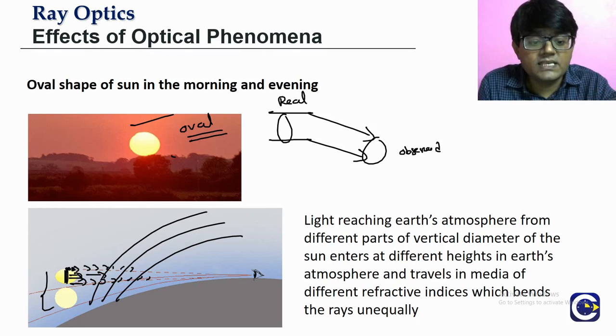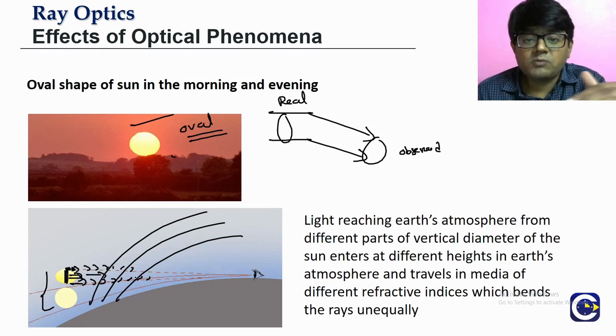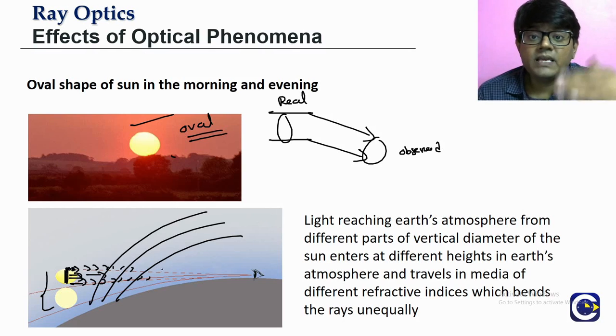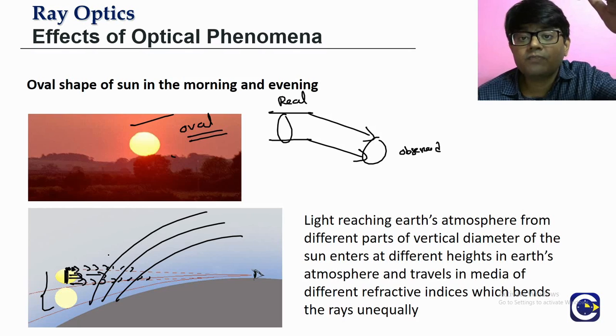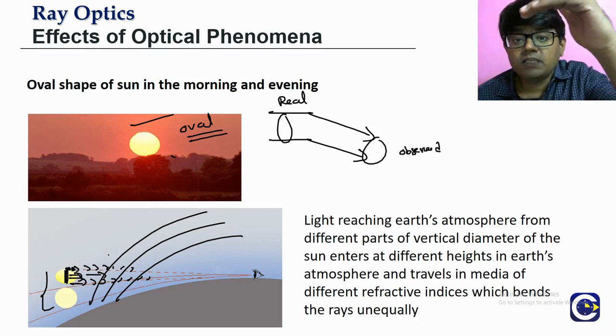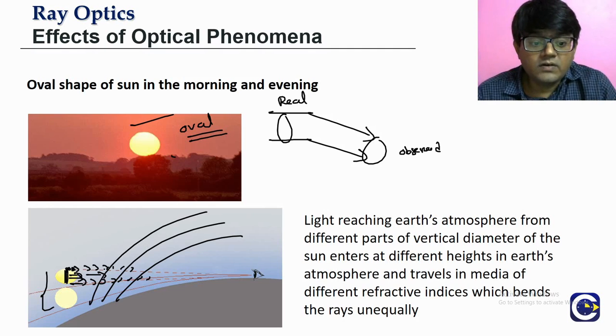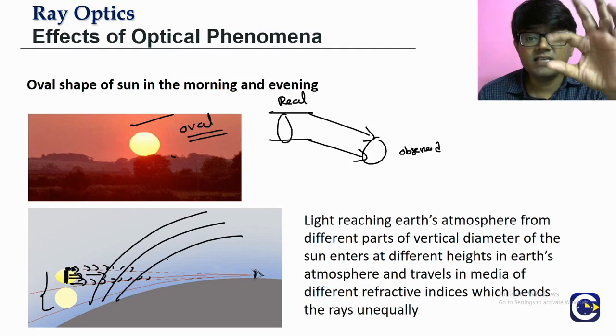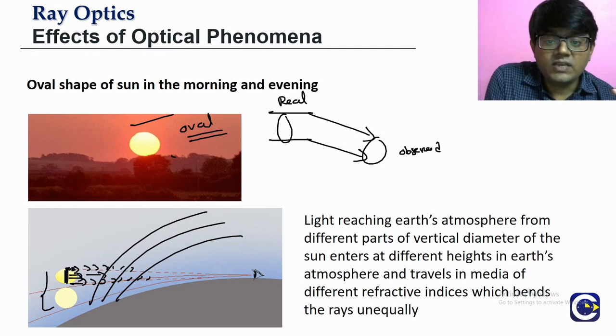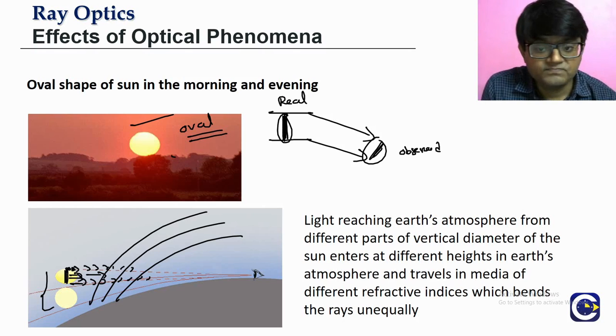But since these rays are entering the atmosphere at different layers, their refraction would not be identical. So the light rays coming from the top of the vertical diameter have a different kind of refractive path. The rays coming from the bottom of the vertical diameter will have a different kind of refractive path. As a result, what we'll see is that the object size, meaning the image size, will be different.